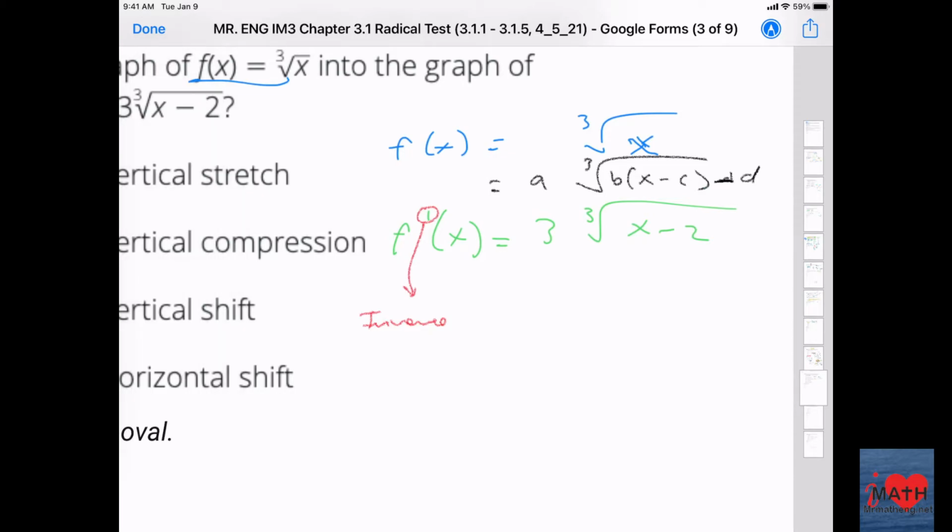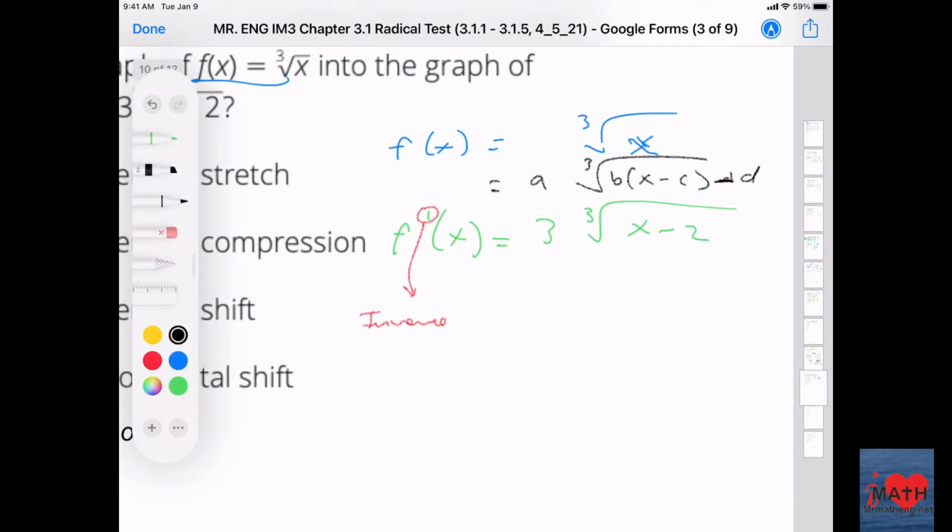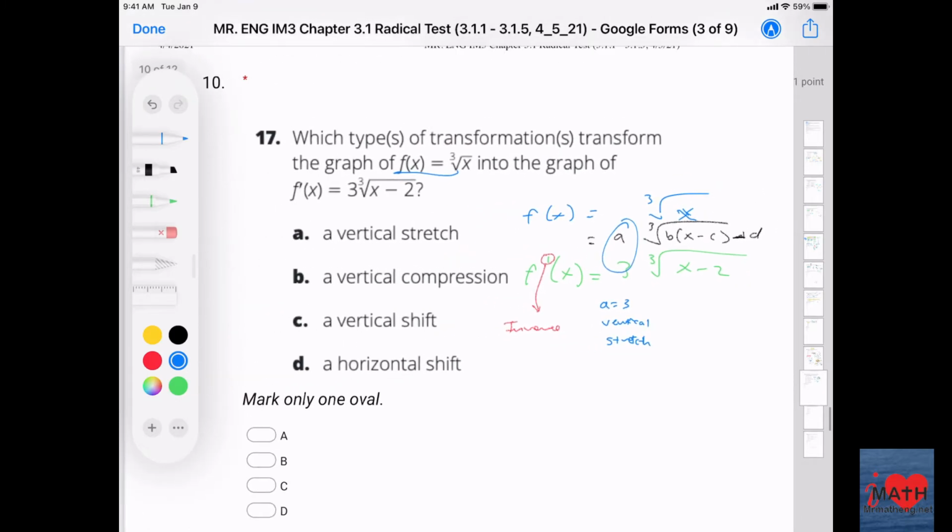Alright, so let's just look at the letters we have here. I have this a value, and this is a vertical stretch. How do I know it is a stretch? It's because the number is bigger than 1. If it's smaller than 1, like 1/2 or 1/3, it would be something called a compression. So that is the A value.